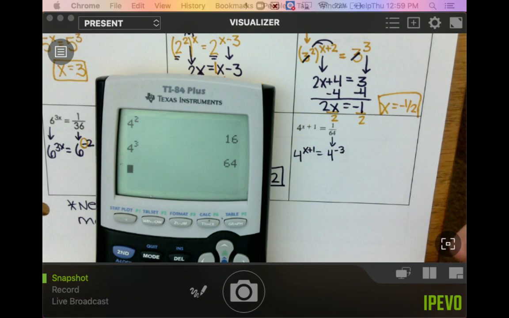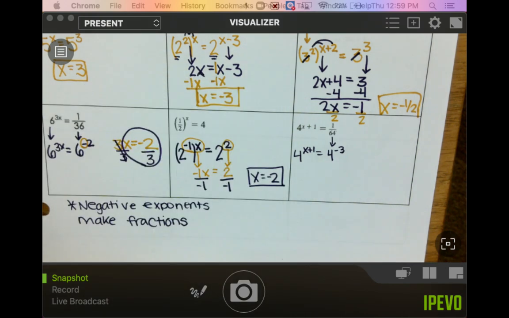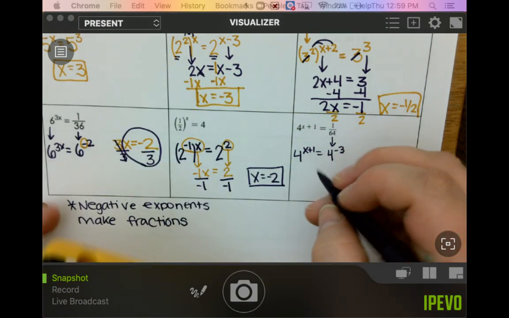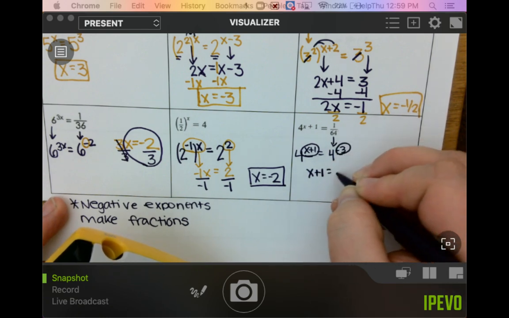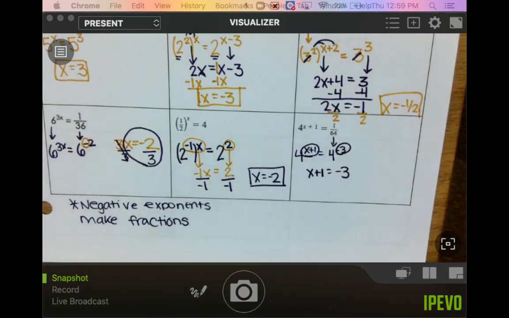And then you just take the exponents, which means x plus 1 equals -3. And how do I get x by itself? It's my last step.